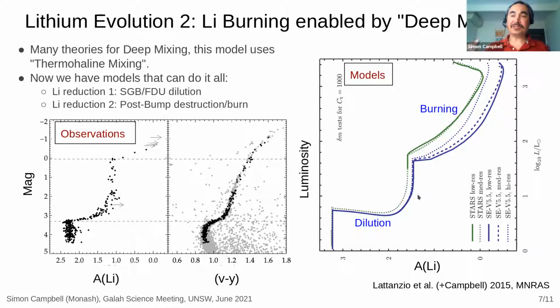And so basically what you need to do to destroy lithium is to deepen the envelope more than a standard model would say. So you take the bottom of the envelope to a higher temperature, high enough to destroy lithium. It also affects other elements, but I'll just talk about lithium here. Now, here we have the dilution phase, going to the subgiant branch. Here's the bump, and then we have this burning. So that's the second lithium reduction phase. And so we have models that explain it all, which is nice.